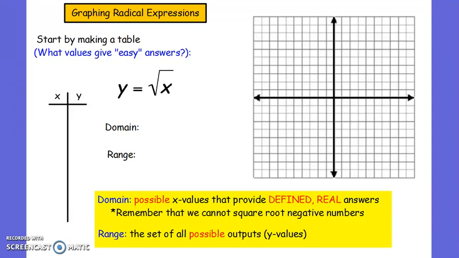The best input values to probably pick are going to be the perfect squares. And the reason for that is, if we choose numbers like 0, 1, 4, and 9, when I insert 0 in for x, the square root of 0 is just 0. If I change that to be a 1, the square root of 1 is 1. And if we change that to be either 4 or 9, well, the square root of 4 is 2, and the square root of 9 is 3.